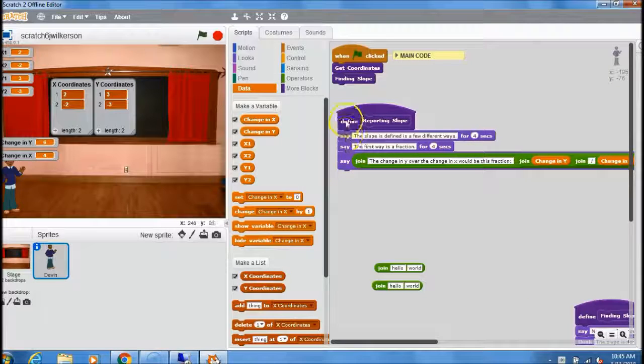Alright, and how could I make that better? Just be a little more impressive to my teacher that I want to show this. First way is a fraction. The change in y over the change in x would be this fraction. Okay. Good.